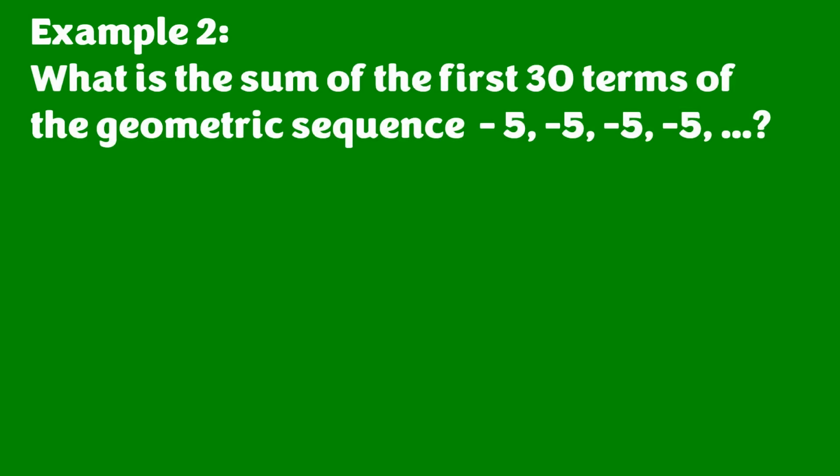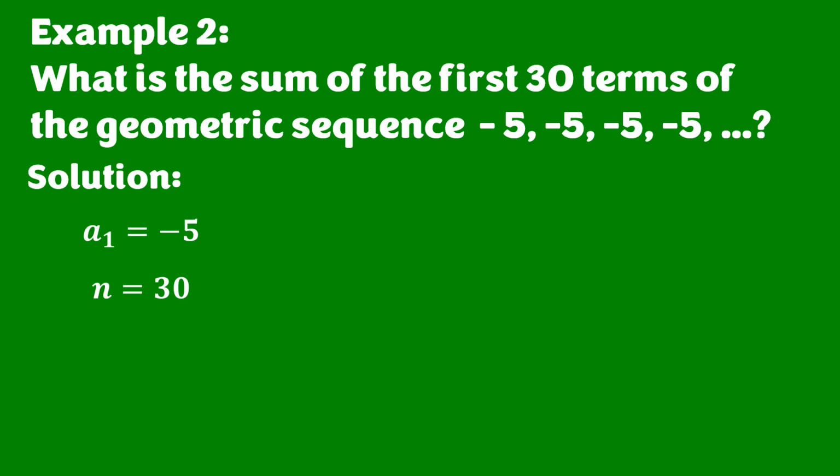For example number 2, what is the sum of the first 30 terms of the geometric sequence -5, -5, -5, -5, and so on? So for the solution, a sub 1 is -5. That is the first term. And the value of n is 30, since we were asked to determine the sum of the first 30 terms of the given geometric sequence.